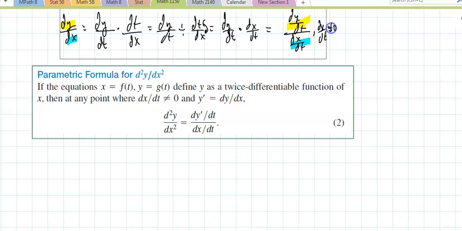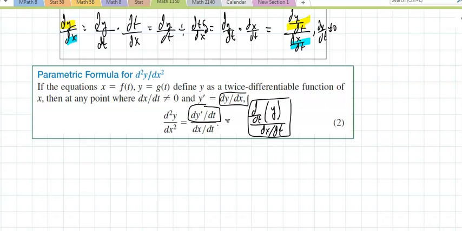does not equal 0. If I want to take the second derivative, I'm going to take the derivative of y prime, in which y prime is dy dt over dx dt. So I'm going to take the derivative with respect to t of that, divided by dx dt. I could derive that, but it turns out to be too long and for no reason. This is provided on the formula sheet that you have, so you could always use that. And let's play with some problems.